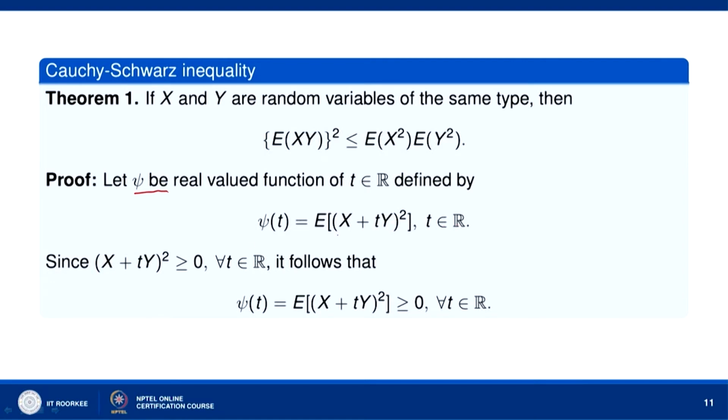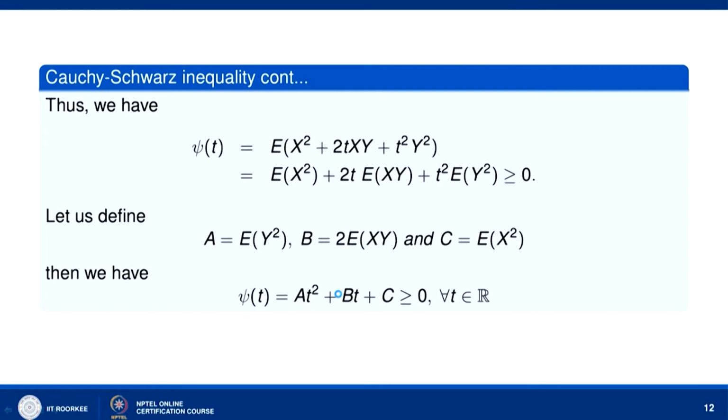Now, (X plus tY) whole squared is greater than or equal to 0 for every value of t belonging to R. Therefore, it follows that psi(t) is also a non-negative function of t. Psi(t) equal to the expectation of (X plus tY) whole squared is also greater than or equal to 0 for every value of t belonging to R. And therefore, we can write psi(t) as equal to the expectation of X squared plus 2tXY plus t squared Y squared. This is equal to the expectation of X squared, plus 2t times the expectation of XY, plus t squared times the expectation of Y squared, which is greater than or equal to 0. Here 2t is a scalar.